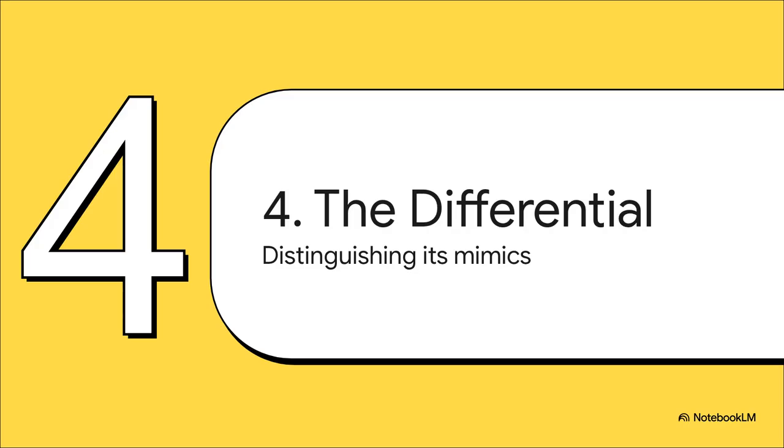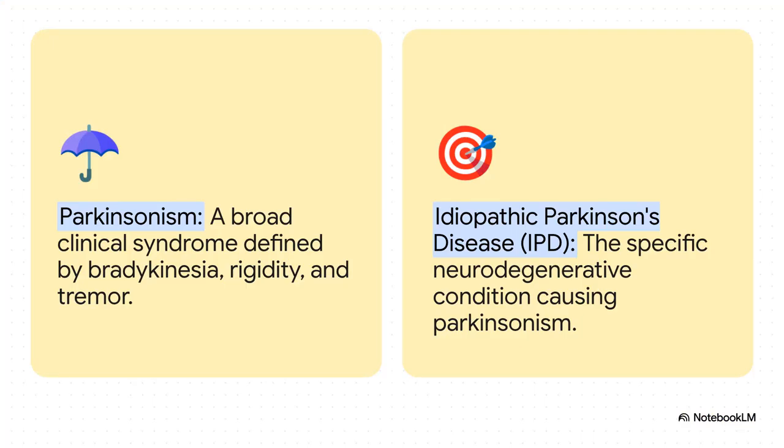Right, so here's a crucial point. Not everything that looks like Parkinson's disease actually is Parkinson's disease. And this brings us to the really important concept of the differential diagnosis. This is where we have to be super precise with our language. Parkinsonism is the broad, descriptive umbrella term for the clinical syndrome, that combination of bradykinesia, rigidity, and tremor.